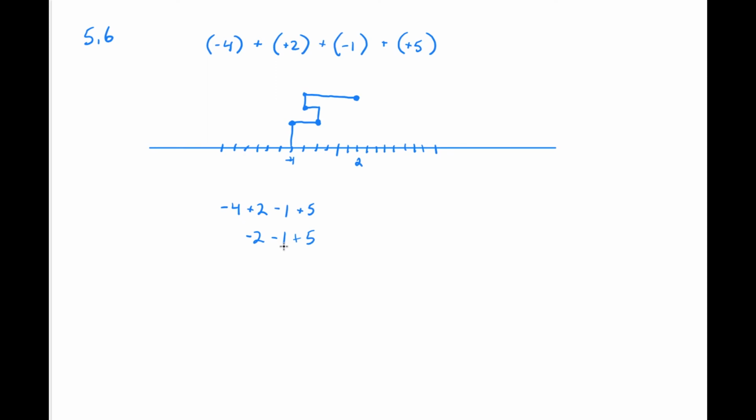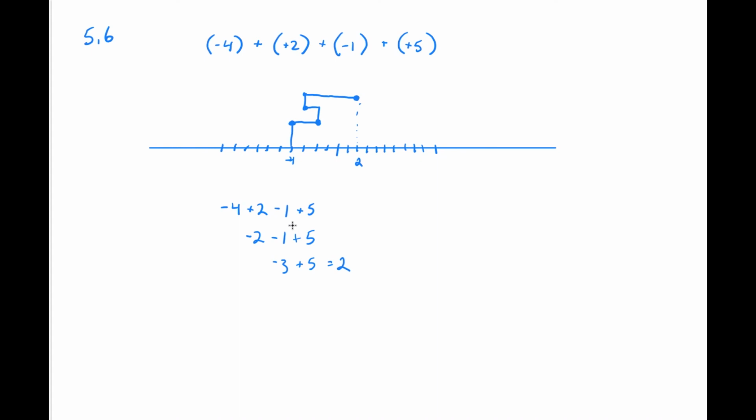Negative 2 and a negative 1: when you have two numbers that are the same sign, the number gets bigger. When you have two numbers that are a different sign, the answer gets smaller. So negative 2 minus 1 is going to be negative 3. Then negative 3 plus 5. This number is bigger, so we take the sign of the bigger number. It's going to be 5 minus 3 equals 2. Let's see if we ended up on 2. We did. That's how that works.